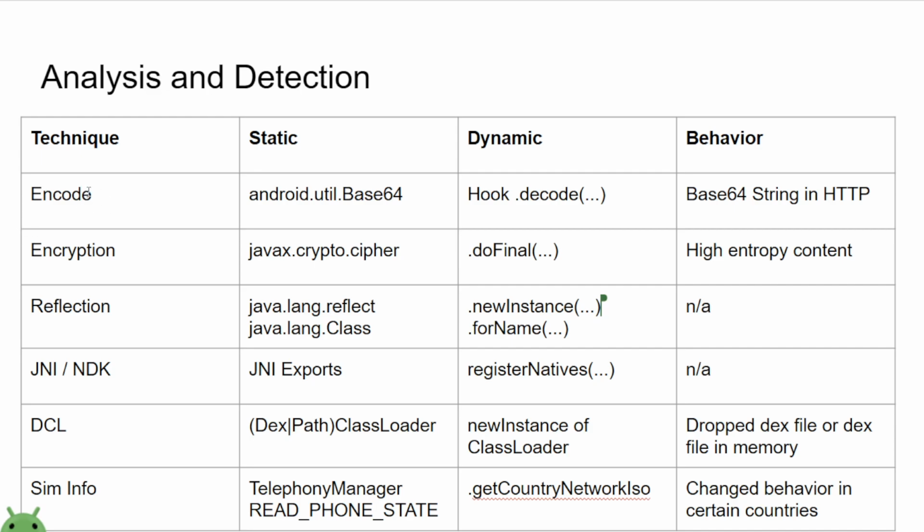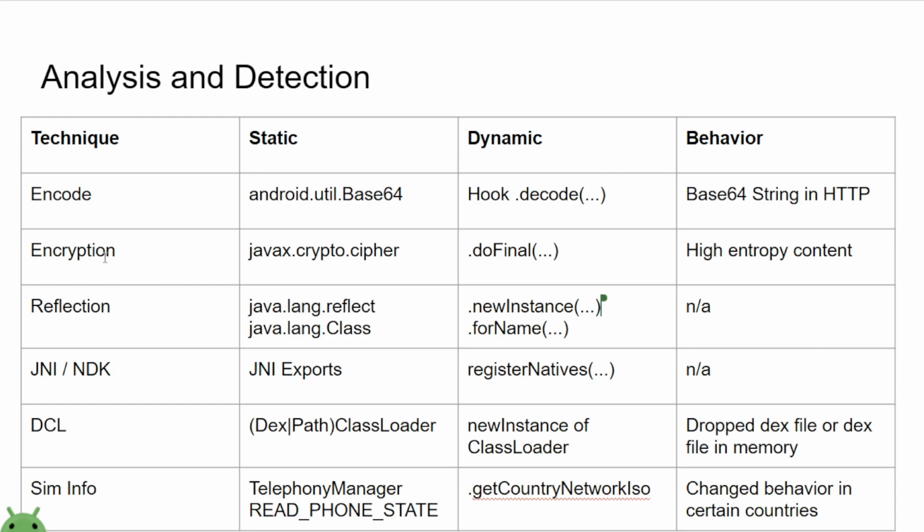Encoding. If an app is doing encoding, it's probably going to be using android.util.Base64. There are other base64 libraries, but this is the most common. If you want to analyze that dynamically, you might hook the code of the same class. If you want to see what behavior this shows, maybe there's a base64 string being retrieved through an HTTP request, like maybe you have a Snort rule or something, you could then infer that there's probably some sort of base64 decoding going on.